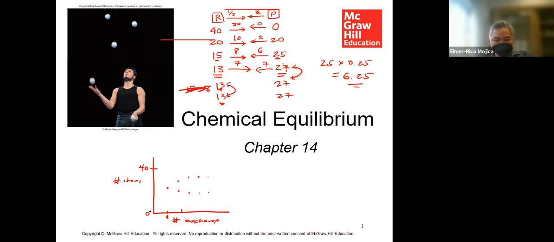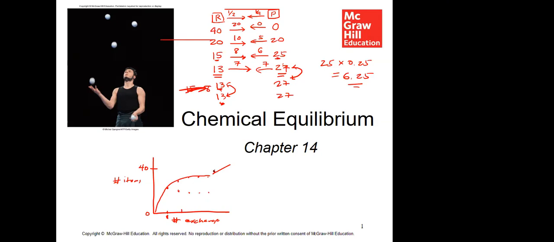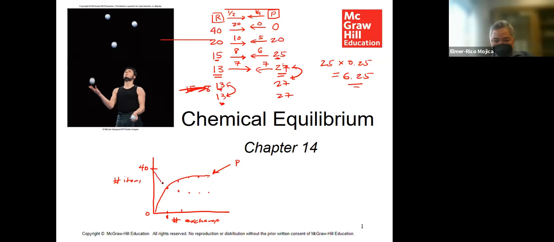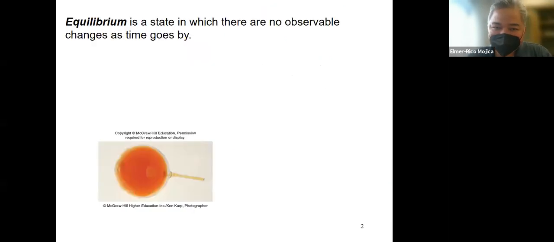So what happened? If we're going to plot this, what does this line represent? This line represents what box? The products. And at this space, you now reach the so-called equilibrium phase. Okay? So what is this equilibrium space? This is what we call a state in which there are no observable changes as time goes by.